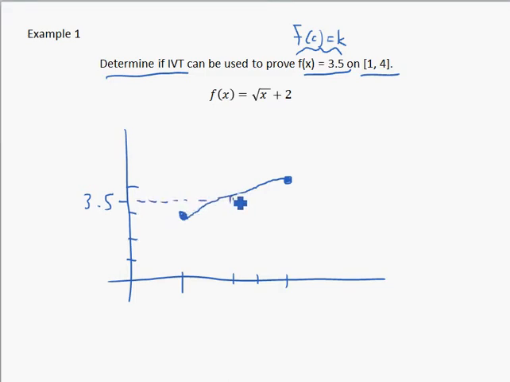It goes from 3 to 4. So therefore, it must equal 3.5 because it's continuous. So 3.5 somewhere. If the question asks you to find out where it equals 3.5, well, then you just take your function and set it equal to that value.